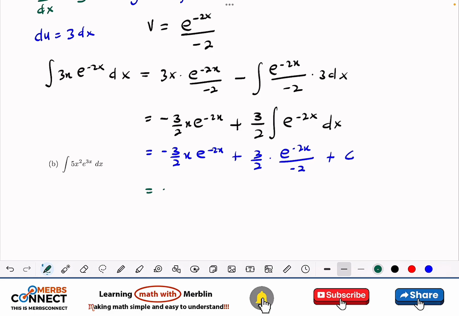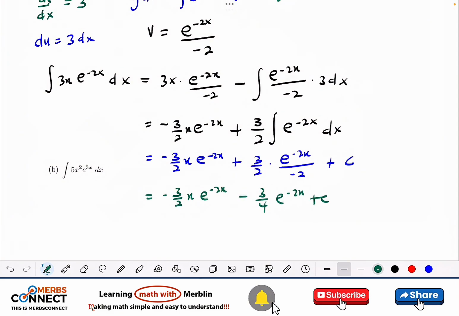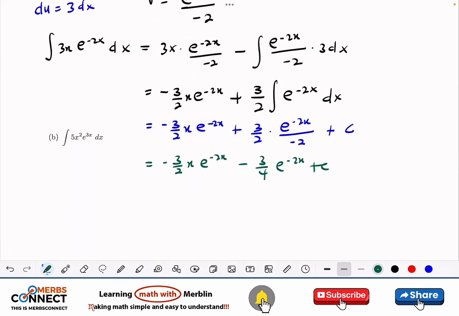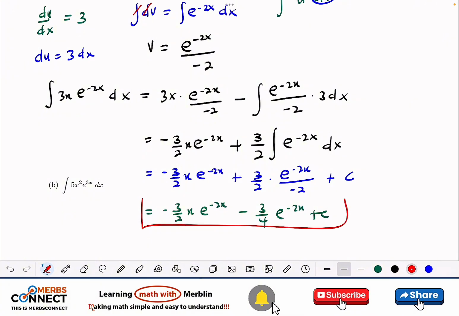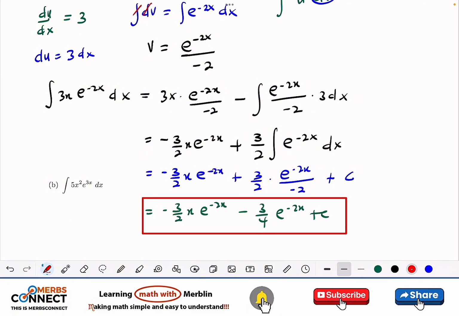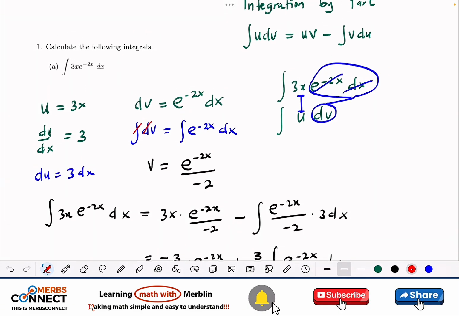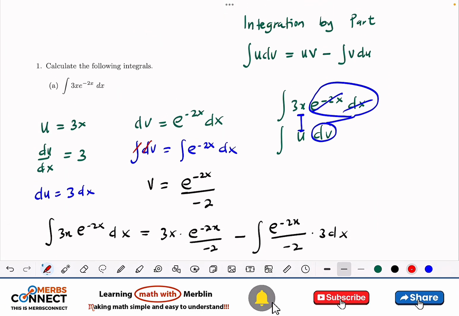So this is going to be minus 3 over 2x e to the power minus 2x minus 3 over 4 e to the power minus 2x plus c. So this will be the final answer for the integration by parts. Good. This was the final result for the integration by parts. Good. So we chose our u, we chose our dv, and then we went through the process.